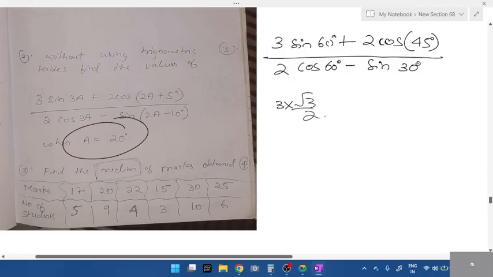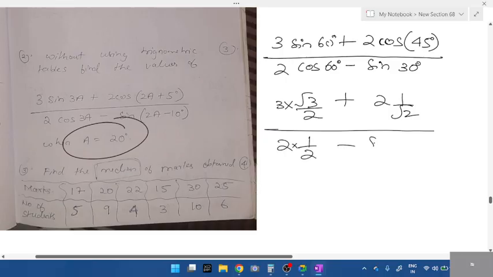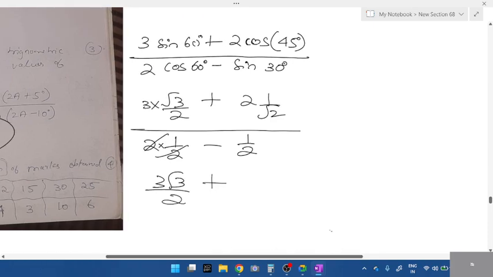Okay, root 3 by 2. See, there is multiplication. If you want, you can write it together. Okay, we'll do it step by step. Root 3 by 2 plus 2 into cos 1 by, divided by 2 into cos 6 minus sin 30 is 1 by 2. There 2 and 2 get cancelled. Numerator, what do you get? 3 root 3 divided by 2 plus 2 divided by root 2. Can you take LCM? Here 2 and 2 get cancelled. 1 minus 1 by 2.